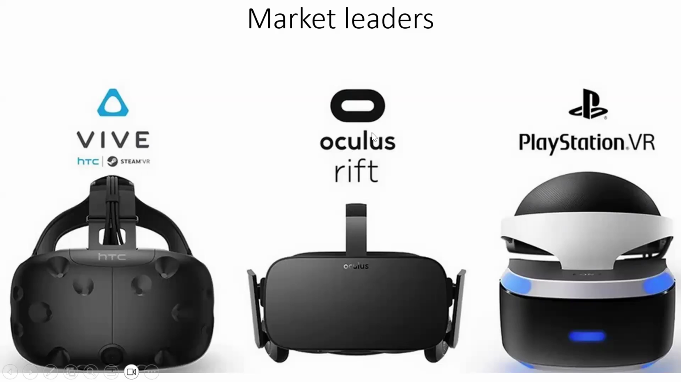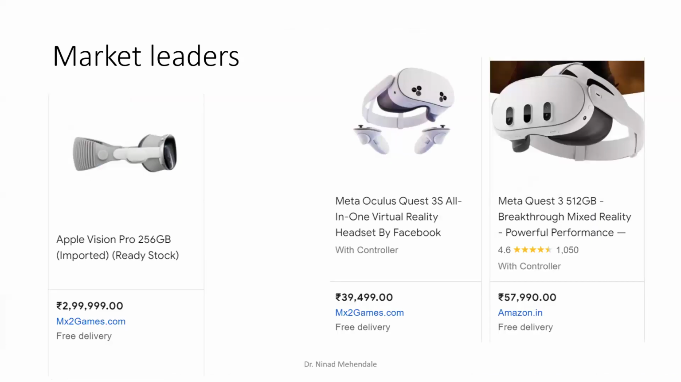Then you have Oculus. Now, Oculus was purchased by a company called Facebook, and now it is named Meta. So, Meta Quest 2 and Meta Quest 3 are the latest products by them, and Meta Quest 3 typically costs around, I guess, 60,000. And then you have Sony PlayStation VR, which is currently in production and still selling.